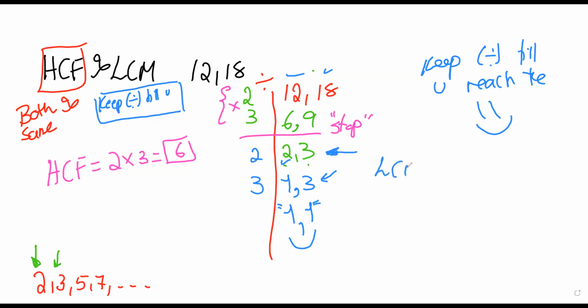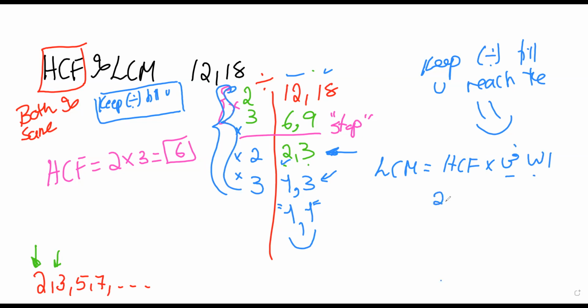طب فين يا مس بقى ال LCM بتاعي؟ ال LCM is all of these numbers on the left multiplied. كل دول كده على بعضيهم multiplied. Or in other words the LCM is the HCF multiplied by الباقي. The remaining numbers. كل دول times بعض. 2 times 3 times 2 times 3. And then طبعا I put it on the calculator.